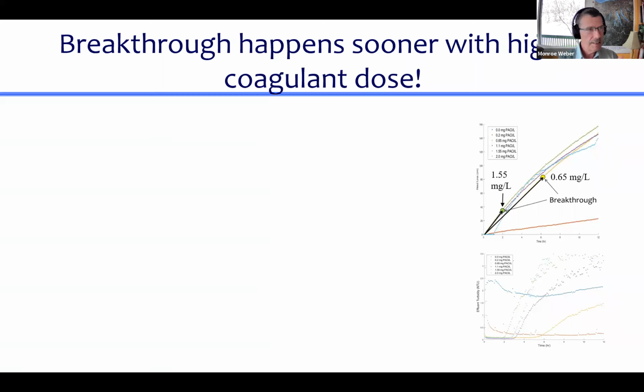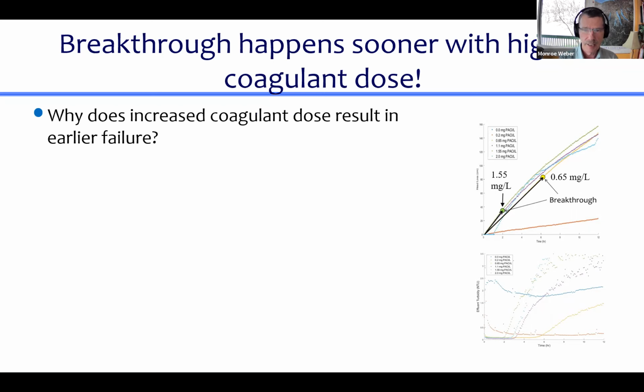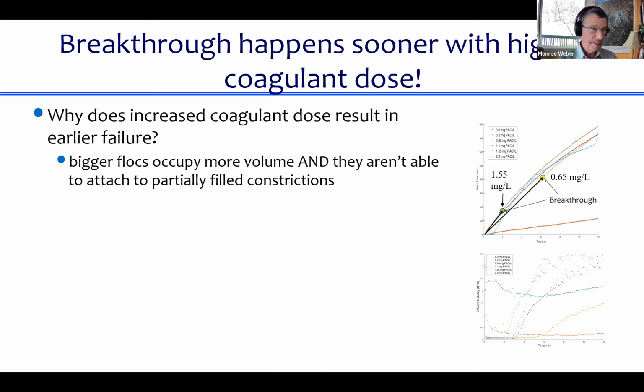Here's another insight from these graphs. Breakthrough happens sooner with higher coagulant dose. So why does the increased coagulant dose result in earlier failure? Why does more coagulant make it not last as long? So here's the hypothesis. If you add more coagulant, then there was a flocculator before this filter. And that flocculator was a relatively small G theta, relatively little deformation of the fluid.